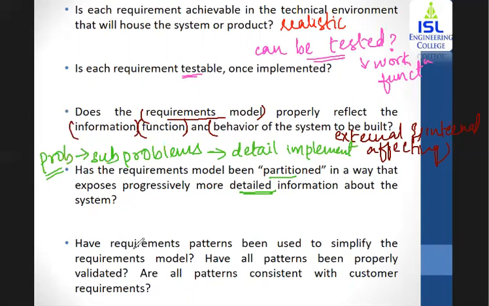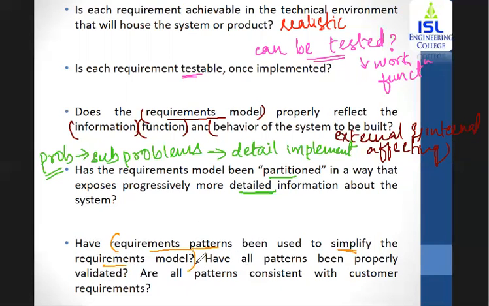Then the last is: have requirement patterns been used to simplify the requirement model? We are also going to study the different patterns. So what are the different patterns, and are the patterns you've used simplifying the model or not? In the same way, if you're designing your home or your bedroom, you're going to have different patterns, different views that you can design your room into. You have different curtains that you can choose, different sofa areas, different types of beds, how you're going to place the table across the room, everything. Whether these patterns are simplifying the requirement model or not will be identified.